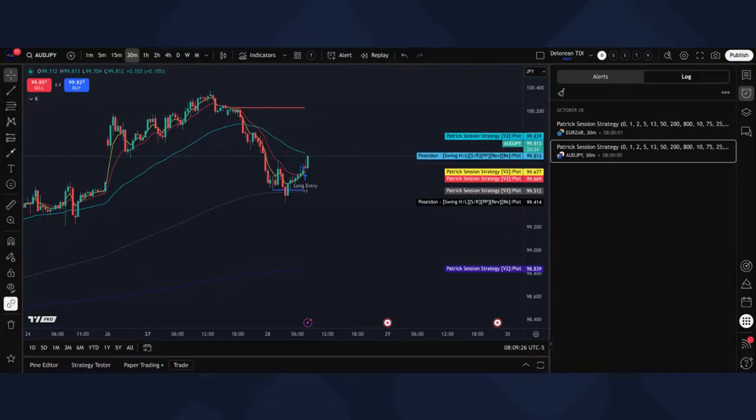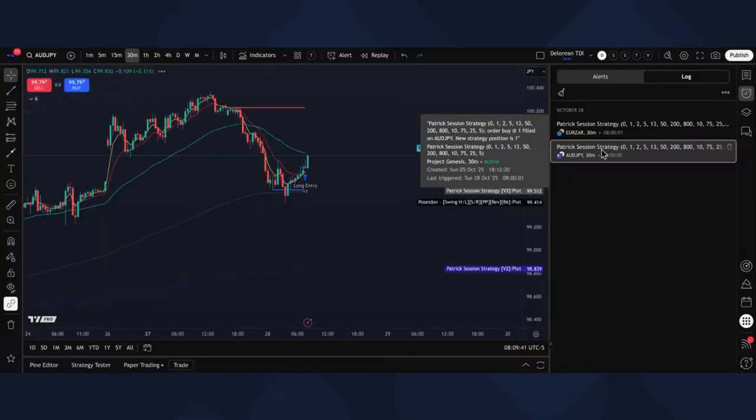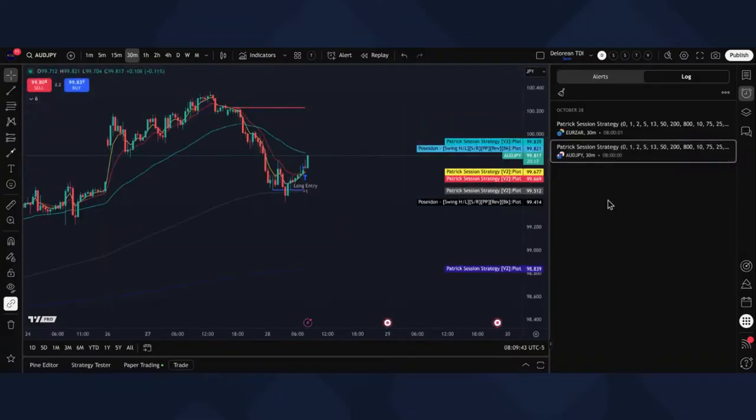Looking more and more like I should have already entered those trades, particularly South African Rand versus the Euro, because it's taking off on us. I just prefer to see the trade set up.